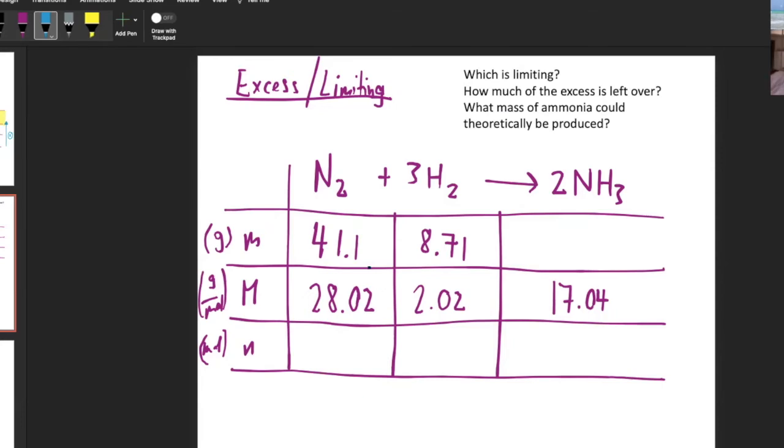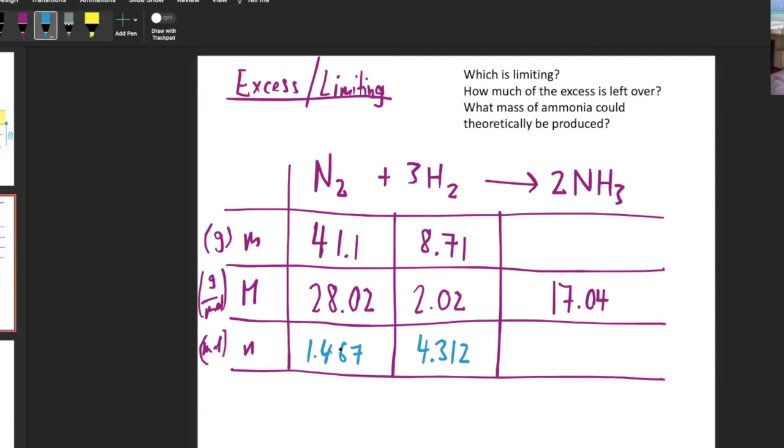Okay, let's get the moles of these, please. So divide these separately. What's 41.1 divided by that? I got 1.467. And then the other one, 8.71, gives 4.312.